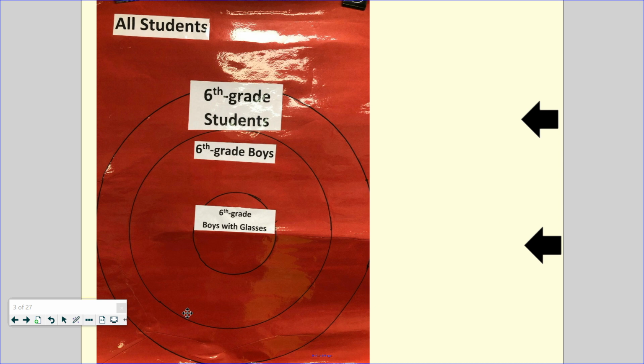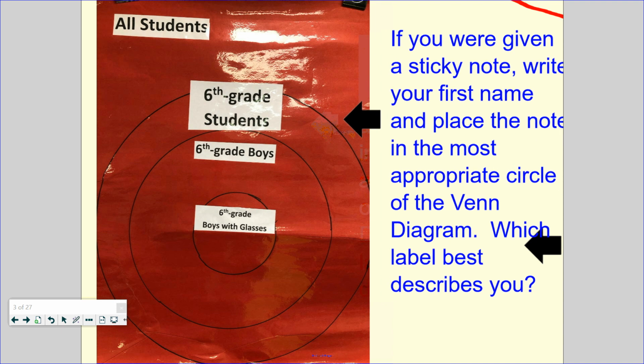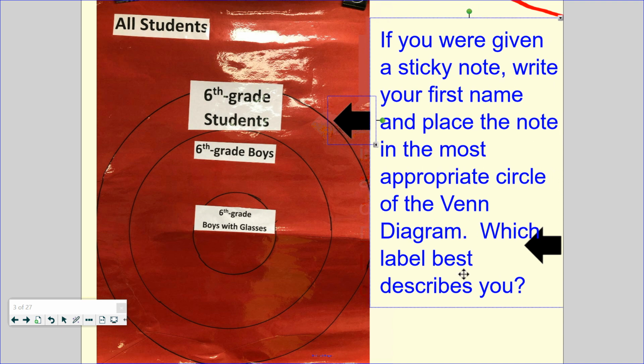All right, now, on the board, you will see this display that says 6th grade boys with glasses, 6th grade boys, 6th grade students, and all students. So if you were given a sticky note, I would like you to write your first name and place the note in the most appropriate circle of the Venn diagram. Which label best describes you? So for example, I may have a student named John.